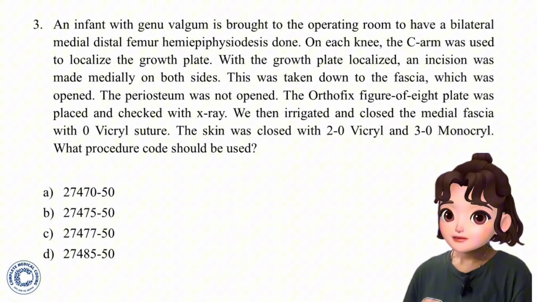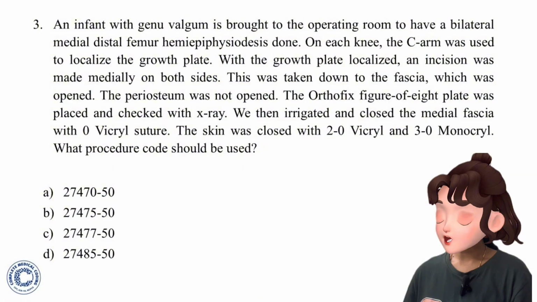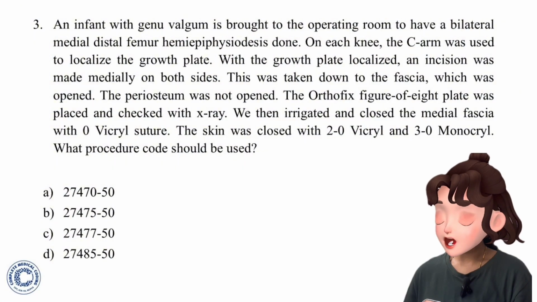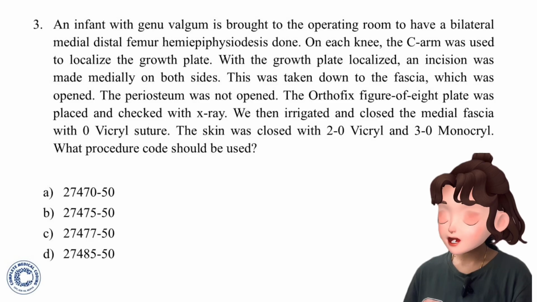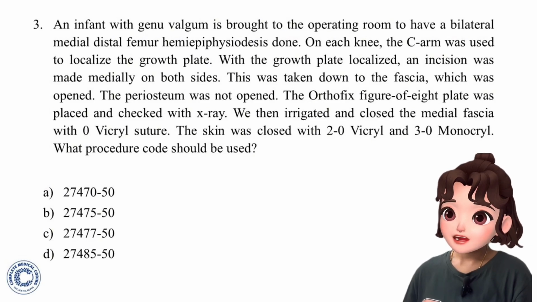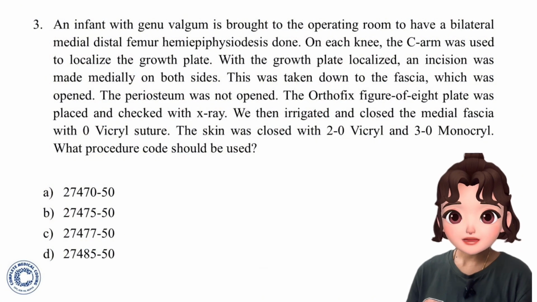First option 27470, which means repair non-union or malunion femur distal to head and neck without graft. It is just mentioned repair. Anyway, let's find out the other code descriptions also. 27475, second option. 27475 is arrest epiphyseal any method. Example, epiphysiodesis, distal femur.